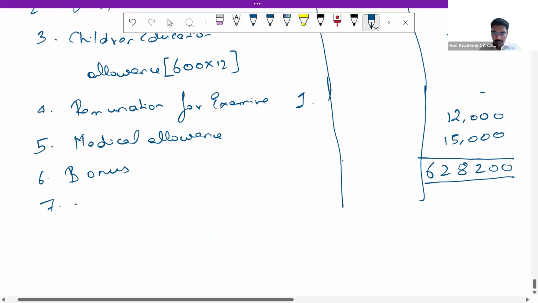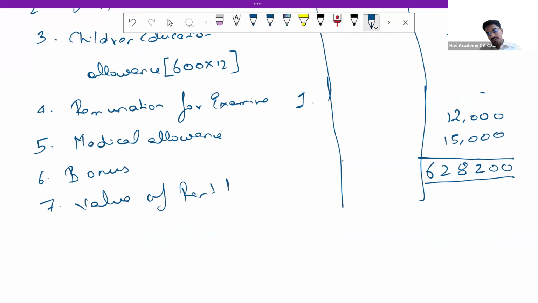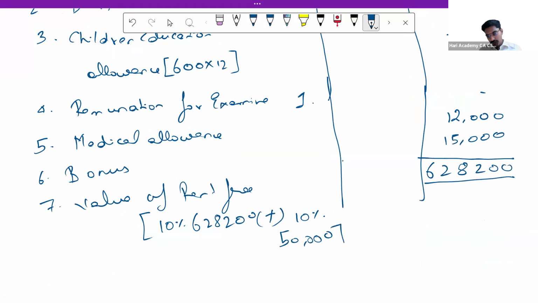So now the value of rent-free accommodation is going to be 10% of 628,200 plus 10% of 50,000. This 10% of 628,200 comes from the fact that it is in Kolkata. Okay, but we are making an assumption, and that is the assumption we are carrying out.